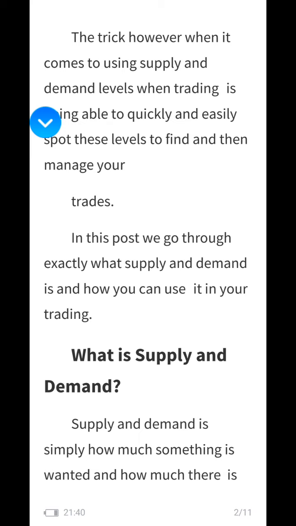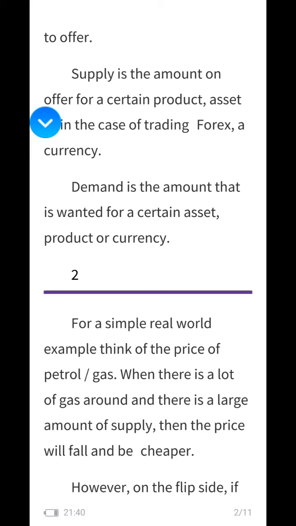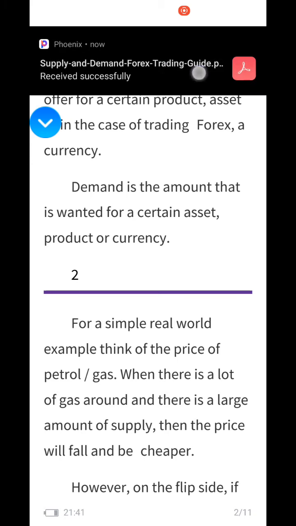Supply and demand in simple terms, what we just need to understand is that supply is the amount on offer for a certain product or asset, in the case of forex trading, a currency. Demand is the amount that is wanted for a certain asset, product or currency. So supply is the amount on offer on a product or asset.